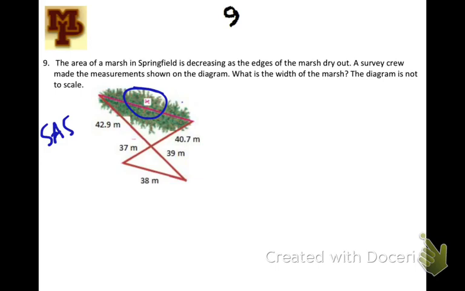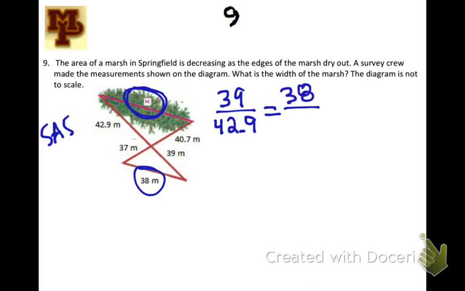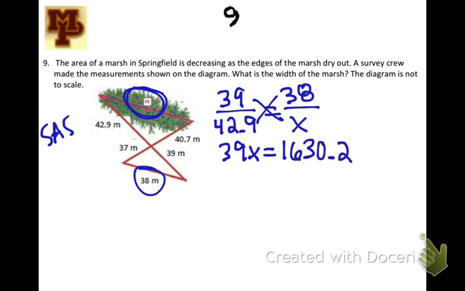So compare a couple of the sides that are corresponding. So if we could do 39, this one here, over 42.9, and then we could say this side definitely corresponds to this side, so 38 relates to x, the corresponding side with x. So then we can cross multiply. When you do that, you would get 39x equals 1630.2, and then divide by 39, so you get 41.8.